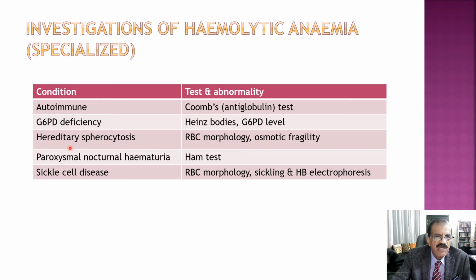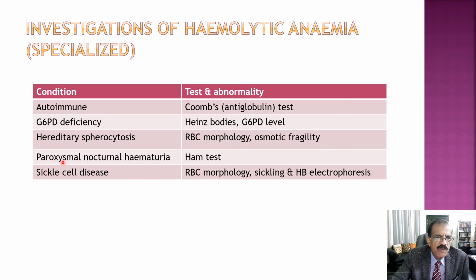Then in hereditary spherocytosis, RBC morphology is very characteristic. These are small cells but not hypochromic. In fact, they look very, very dense, and their fragility is increased, and I will show you in one of the slides what I mean by that. They become very, very fragile when exposed to low osmolar fluids.